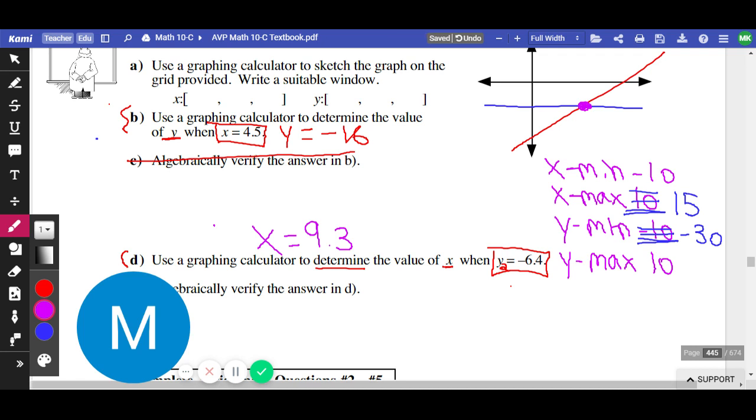Alright, so when given an output, you draw a second line, second trace, intersect. Figure out where they cross each other. We're not going to verify. We could algebraically verify. That's where you put the numbers in, right? Like we did in previous lessons. We just don't have time for that.